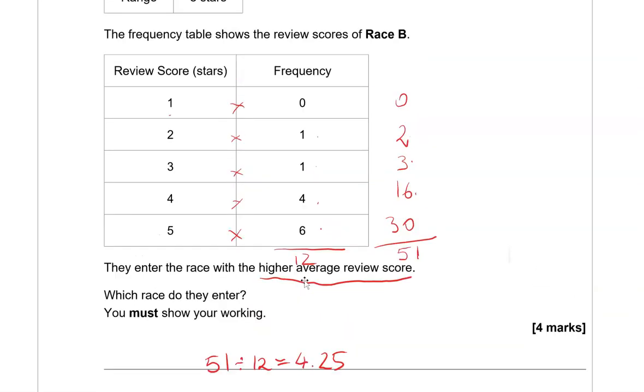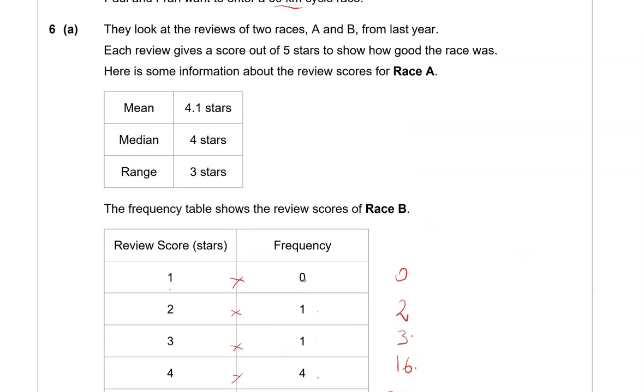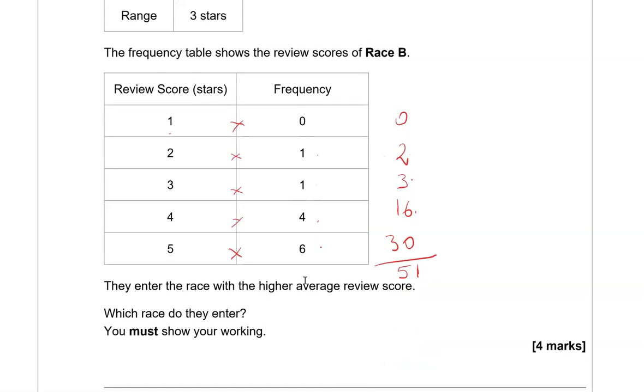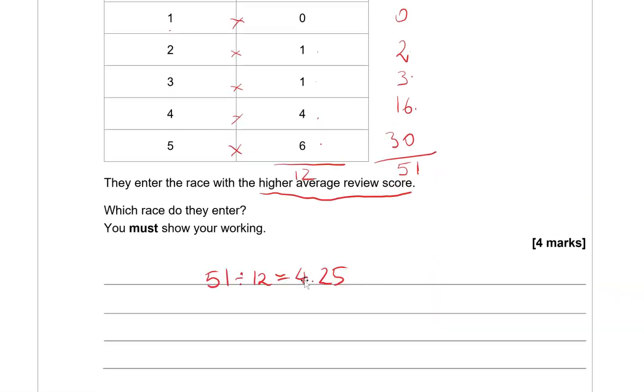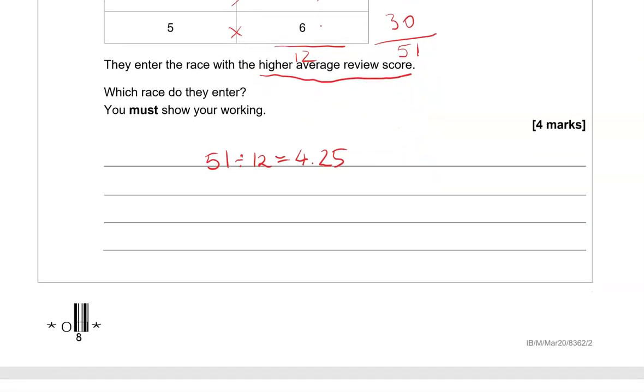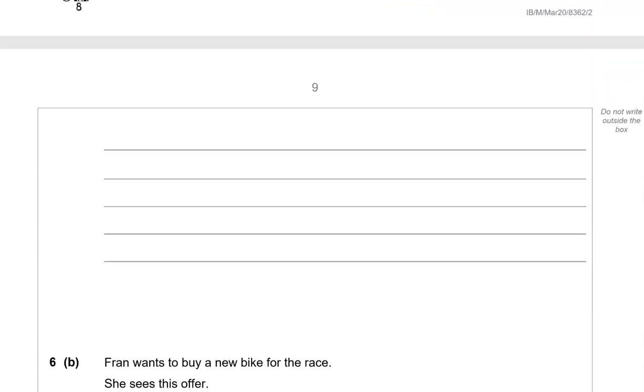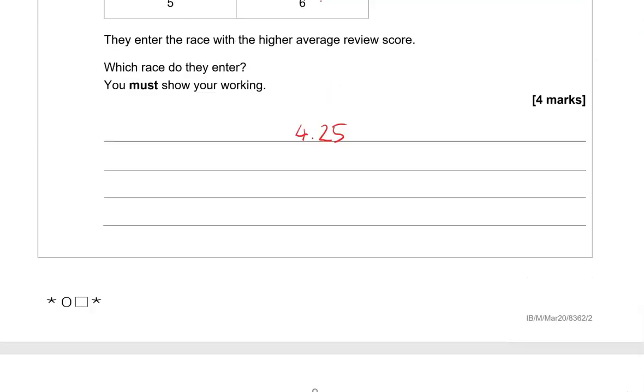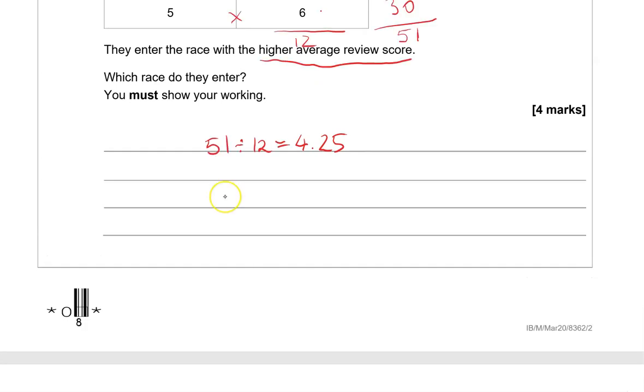And that's 4.25. Let's compare it to the mean for race A, that is 4.1. So the mean for race B is higher, so that's what we're going to pick. We're going to pick race B. So we're going to say race B as it has a higher mean. 4.25 is greater than 4.1.